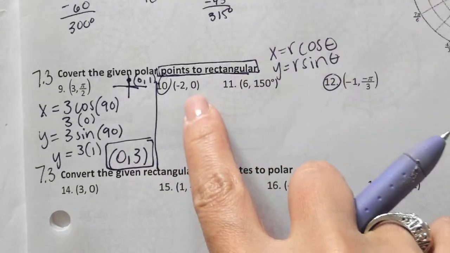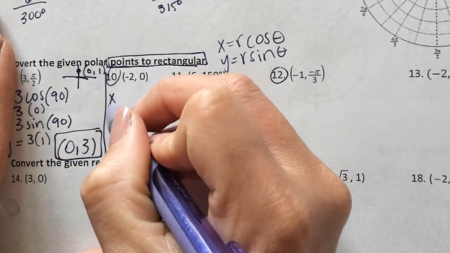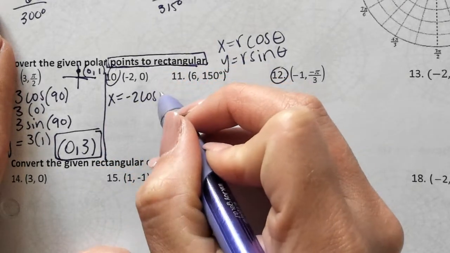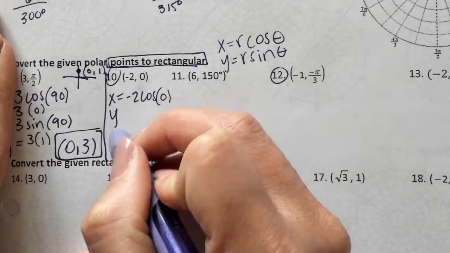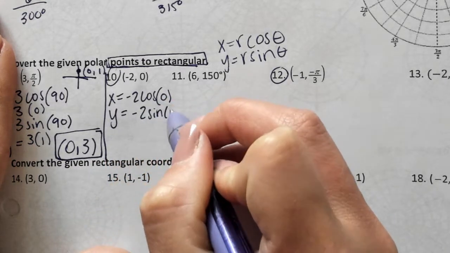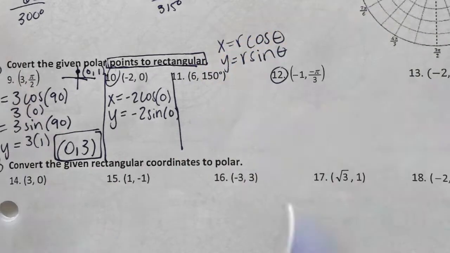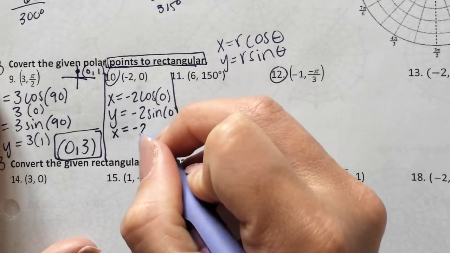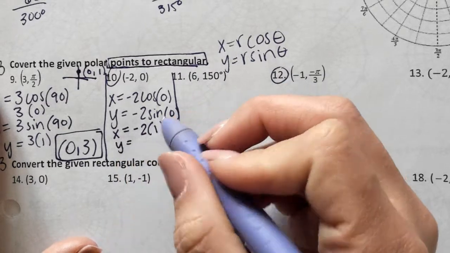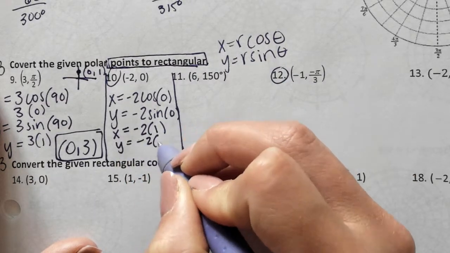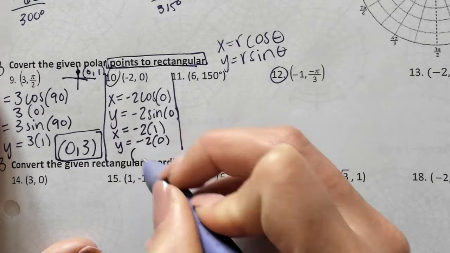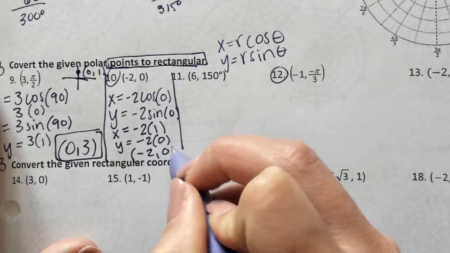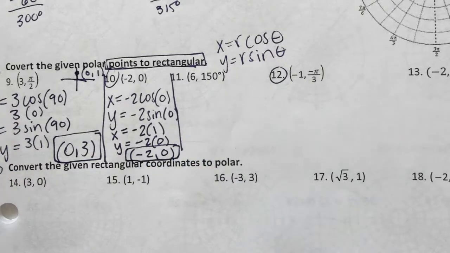Alright, number 10, to set it up, it'd be x equals -2 cosine of 0 degrees. And we have y equals -2 sine of 0. So just like Antonia said, you can type cosine of 0 in your calculator or just write it out. But cosine of 0 degrees is going to be what? 1. Very good. And then sine of 0 degrees is going to be what? Very good. So our coordinate points are going to be, very good. Any questions on those two?